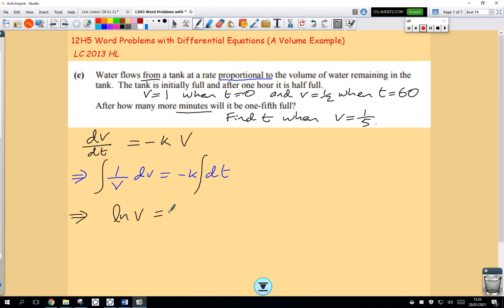And it's just going to be the natural log of V is equal to negative k times the antiderivative of 1 with respect to t, which is t, plus the constant of integration. So there's my general solution. I'm going to come up with a particular solution. Again, what are my initial conditions? Well, it says that V is equal to 1 when t is equal to 0.